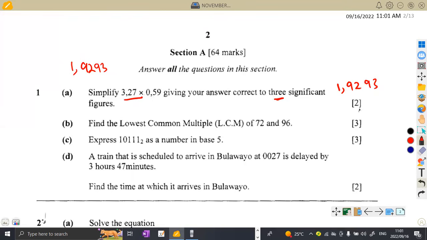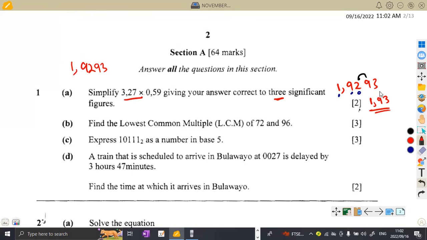So just round off your answer, to 3 significant figures, counting the whole numbers: 1, 2, 3. Remember, significant figures are all the numbers that you're dealing with. If you round off, we see that the 9 here is going to affect this digit and change it to 3. So that means it's going to be 1,93. All right, so that is to 3 significant figures.